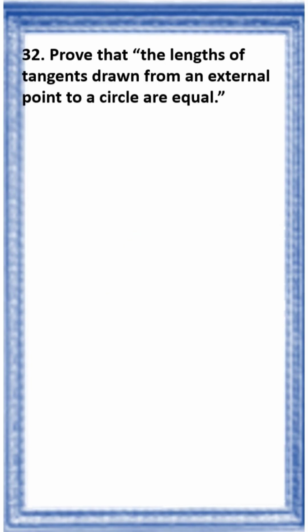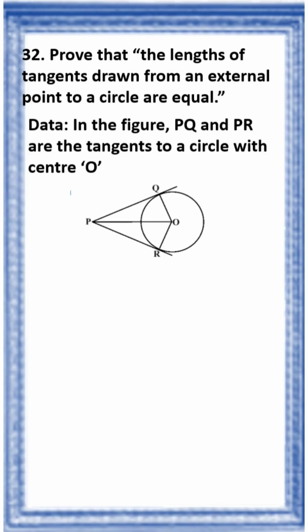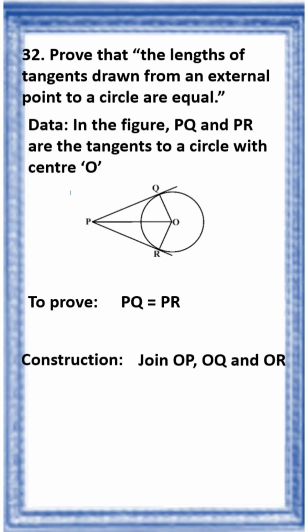Now let us solve the 32nd question. The question is, prove that the lengths of the tangents drawn from an external point to a circle are equal. What is given here? In the figure, PQ and PR are the tangents to a circle with center O. To prove PQ is equal to PR. Construction: join OP, OQ and OR.